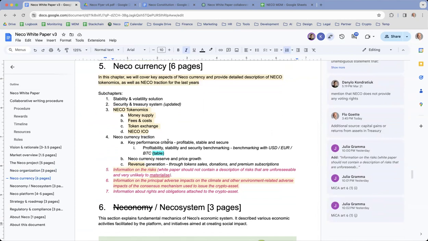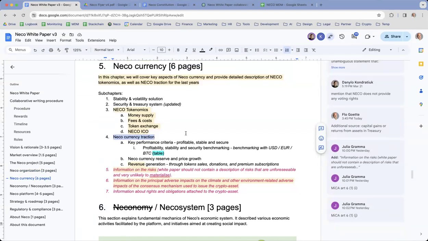Okay. Next section is the Neco currency. So this is 6 pages, what we aim to get, 6 pages to explain the currency. This goes into more detail about things like the pricing, how we collectively determine the price, the money supply, how token exchange works. And we will also provide some data from our prototype.